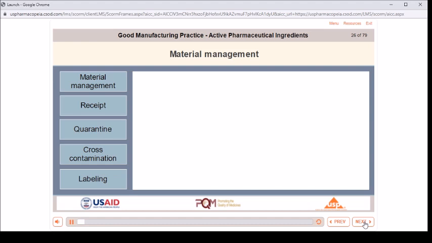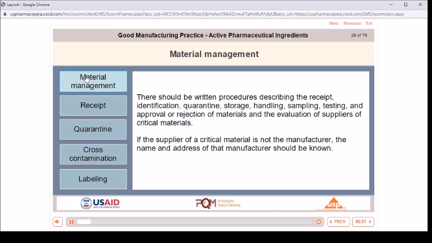Material management. There should be written procedures describing the receipt, identification, quarantine, storage, handling, sampling, testing, and approval or rejection of materials and the evaluation of suppliers of critical materials. If the supplier of a critical material is not the manufacturer, the name and address of that manufacturer should be known.